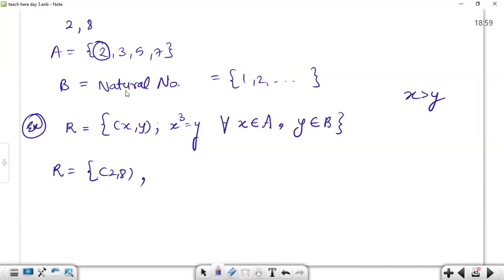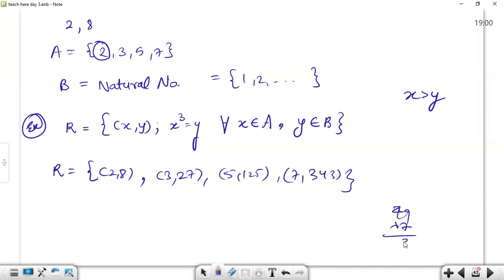Going for the next element, 3. 3 cube is 27. Is 27 a natural number? Yes, it is. 5 cube is 125. Is 125 a natural number? Yes. 7 cube is 343. Is 343 a natural number? Yes, it is. Yeah, so this is our relation.